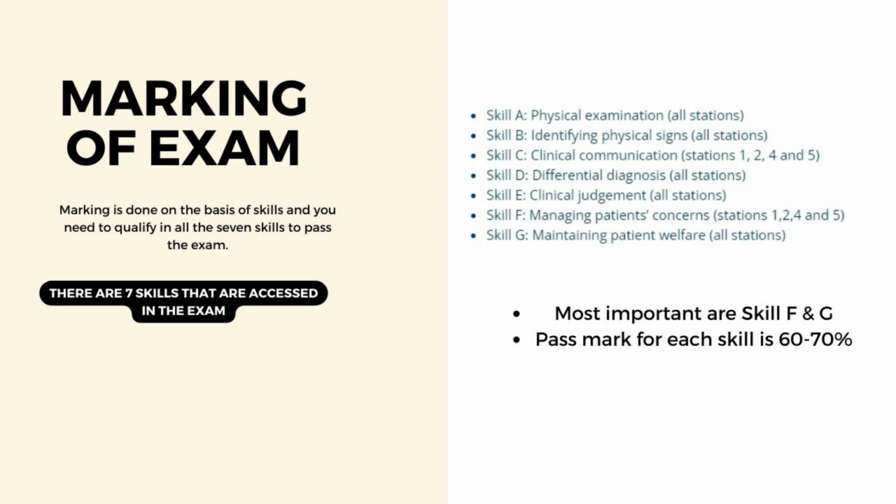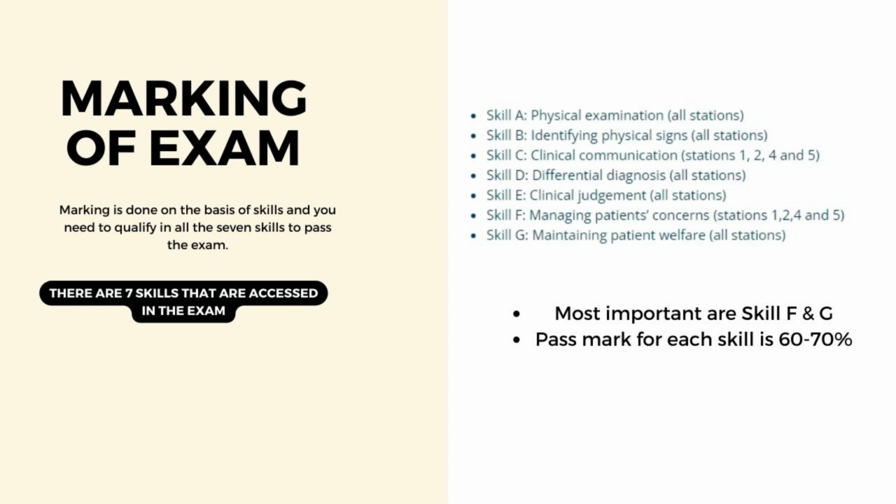The final skill, G, is maintaining patient welfare. You should be able to score full marks in patient welfare, because sometimes even if you have passed overall and you got a borderline in welfare, they may fail you in this skill as well. The skills which people fail most often are patient concerns and physical signs.